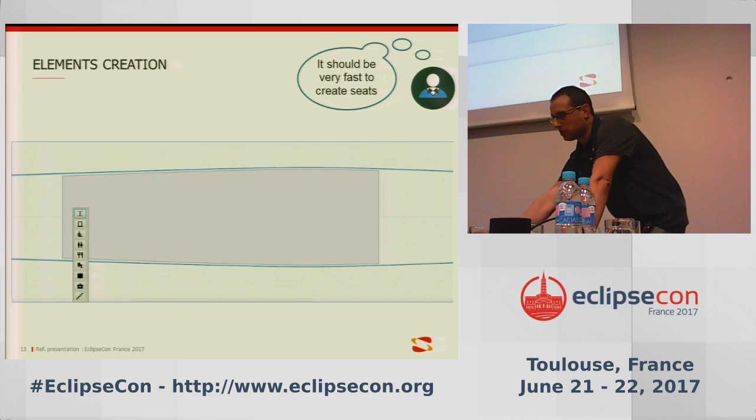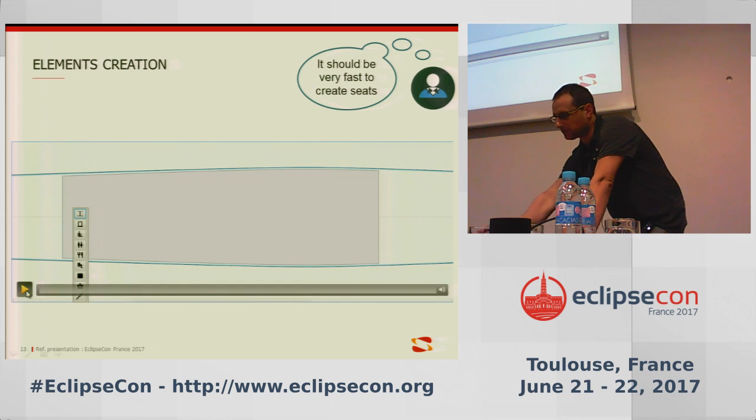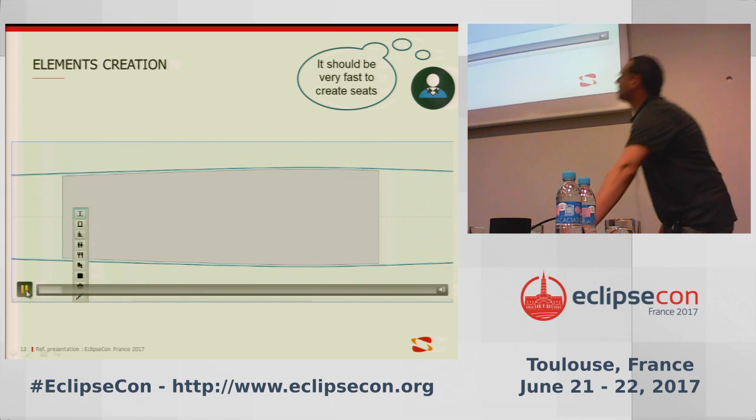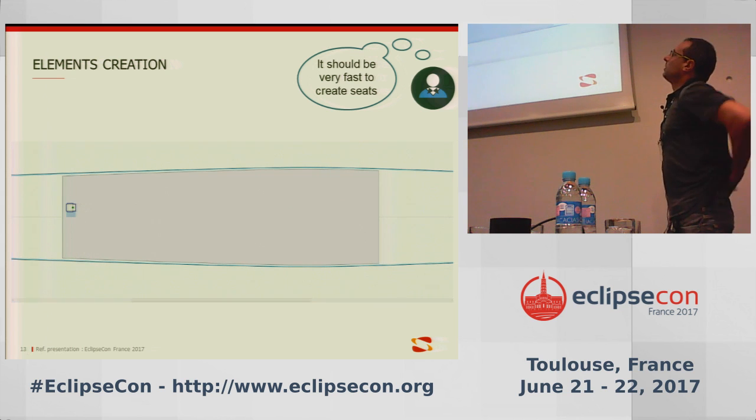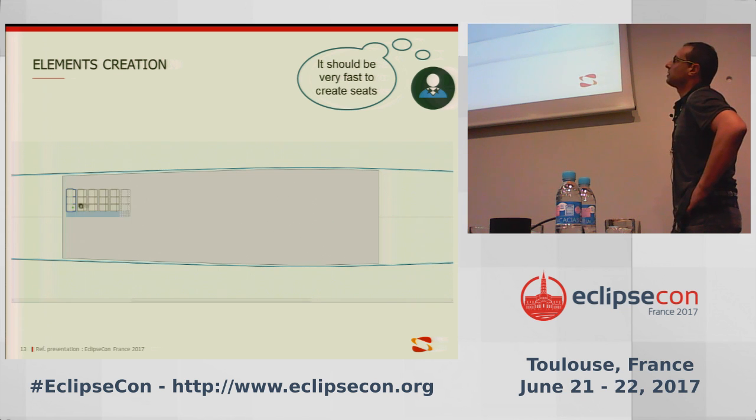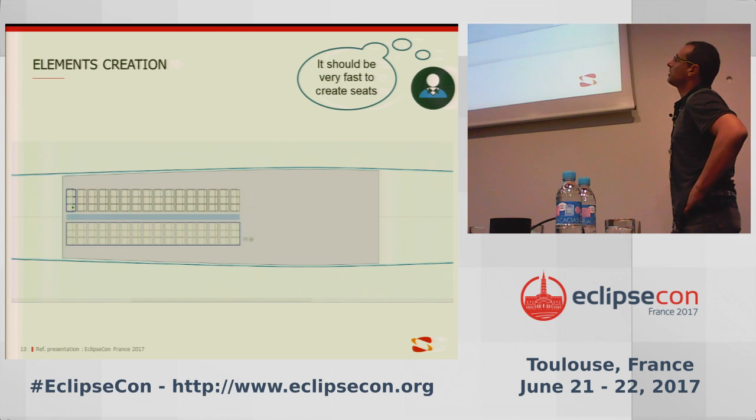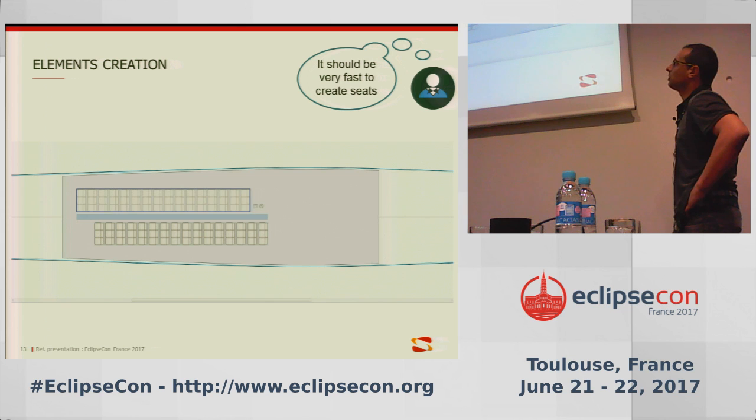So I will display a video for element creation. It is very fast to create some rows of seats. The user begins by creating a seat, then tells it he wants 3 seat rows. Then with the hover menu, he duplicates the first seat rows, and then he can select the seat blocks, duplicate them, and after that the user can drag and drop the seat blocks to adjust their position in the deck.